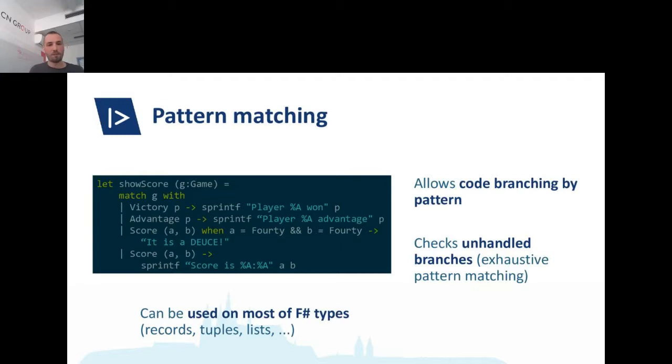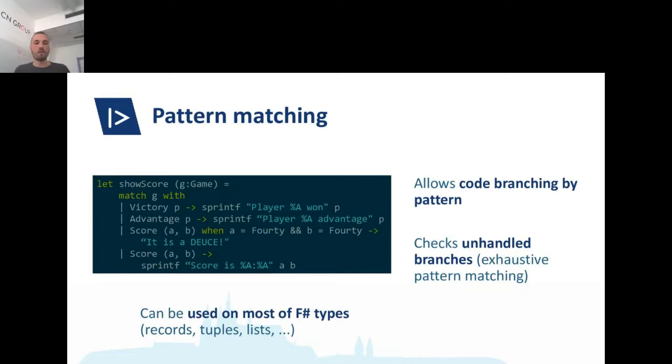Here, for example, I'm matching the game, and if it's a victory of some player, and I call it P, then I will print the player P has won. If it's an advantage of the player, I will print player P has advantage. Or if it's a score tuple of A and B, as I said, I can call it score A, score B, or whatever, it's up to me. They are just values in the local scope you can give a name to.